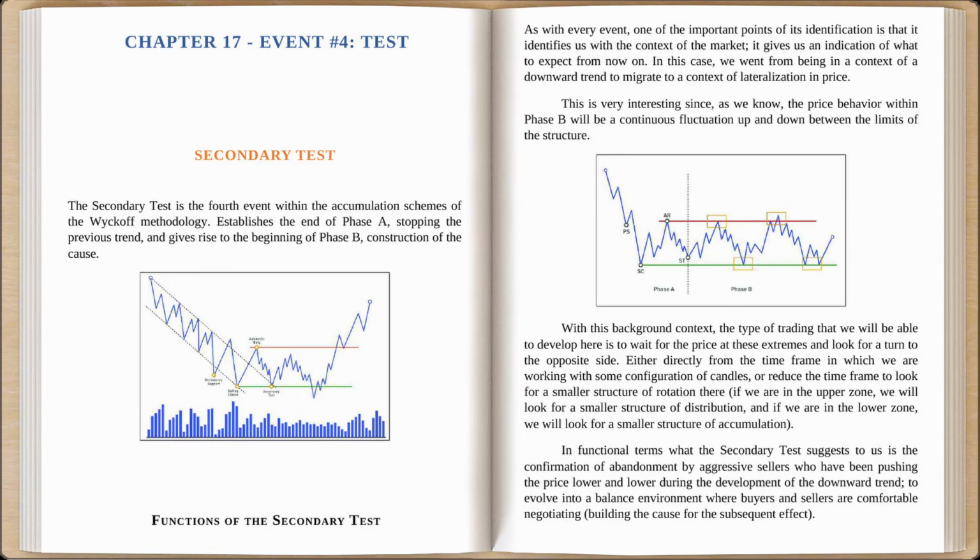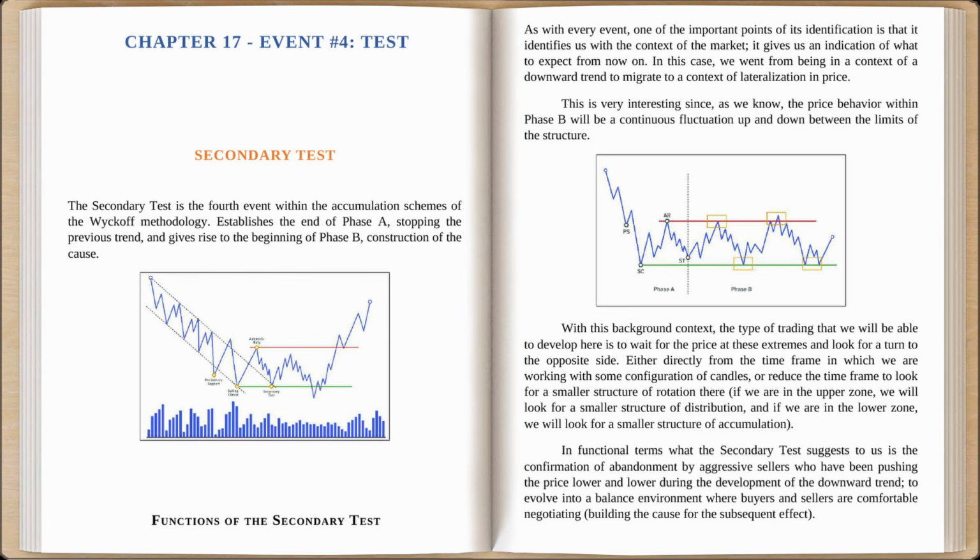Chapter 17. Event number 4. Secondary test. The secondary test is the fourth event within the accumulation schemes of the Wyckoff methodology. It establishes the end of Phase A, stopping the previous trend, and gives rise to the beginning of Phase B, construction of the cause. Functions of the secondary test.